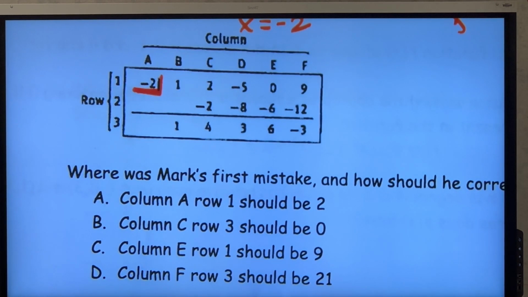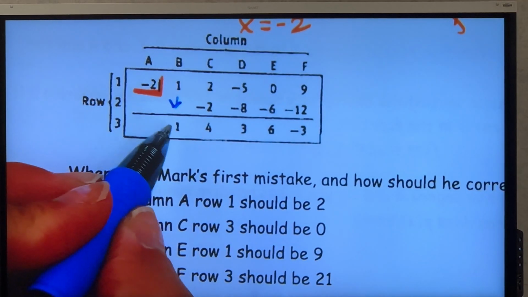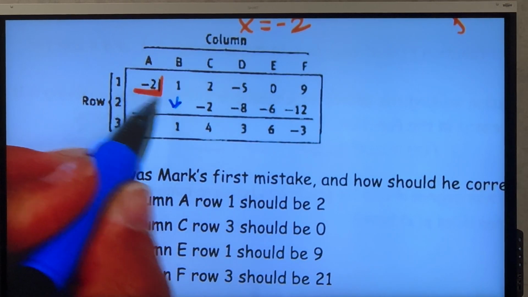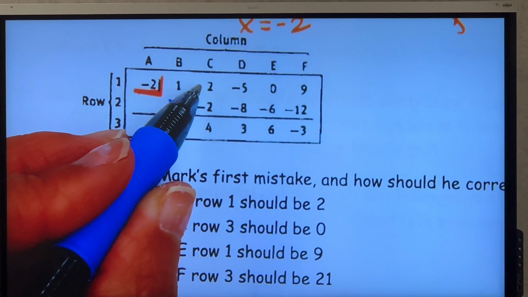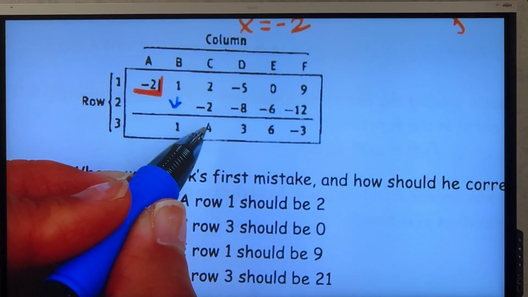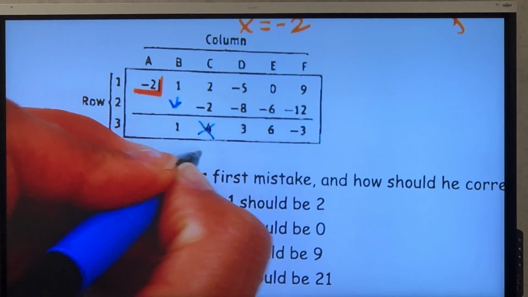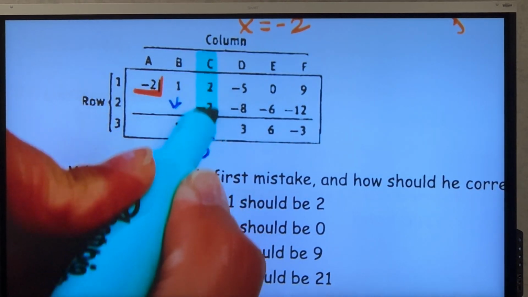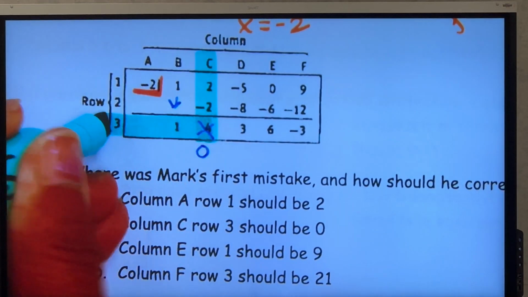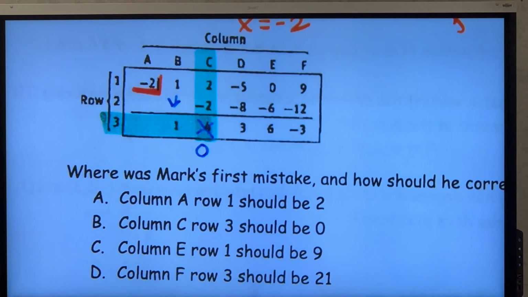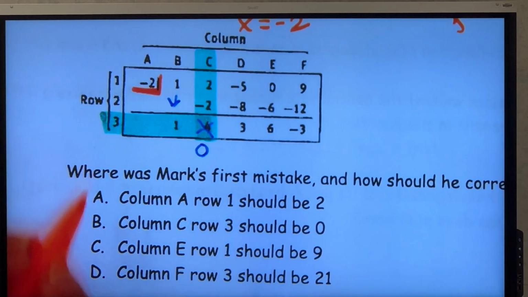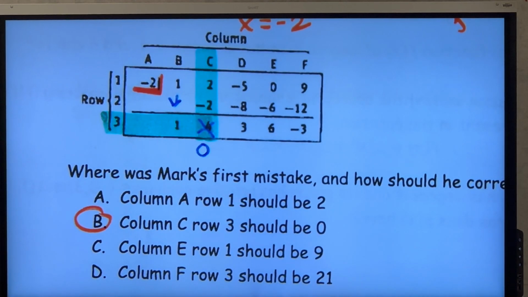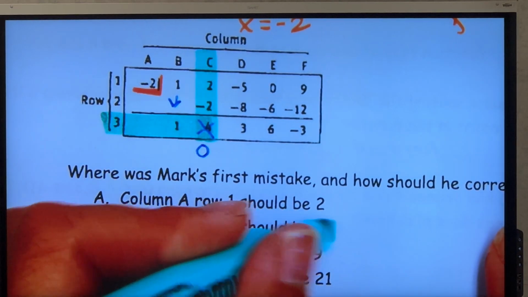So here we go. We always drop down that first number, and then we multiply. 1 times negative 2 is negative 2. 2 minus 2 is not 4. It should be 0. There is the mistake. So the mistake is happening in column C, row 3. So column C, row 3 should be 0. That is letter B. So B is the correct answer to number 13.